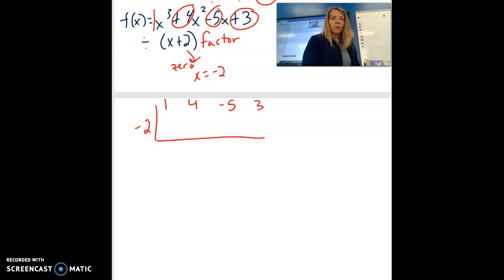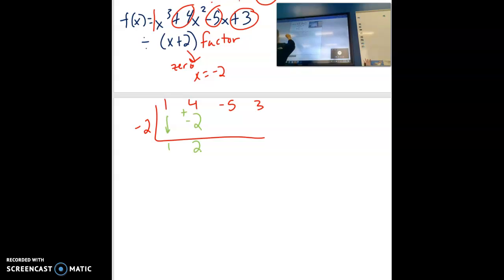Now from here, we're going to have to go through our steps. Our first step is to bring down the 1. Then I multiply 1 by negative 2. Then I add. I take 2 and I multiply it by negative 2. Then I add. I take negative 9 and multiply by negative 2. Then I add. Okay, so notice, every single time, you're always multiplying by your 0 here. So, this last number represents my remainder.